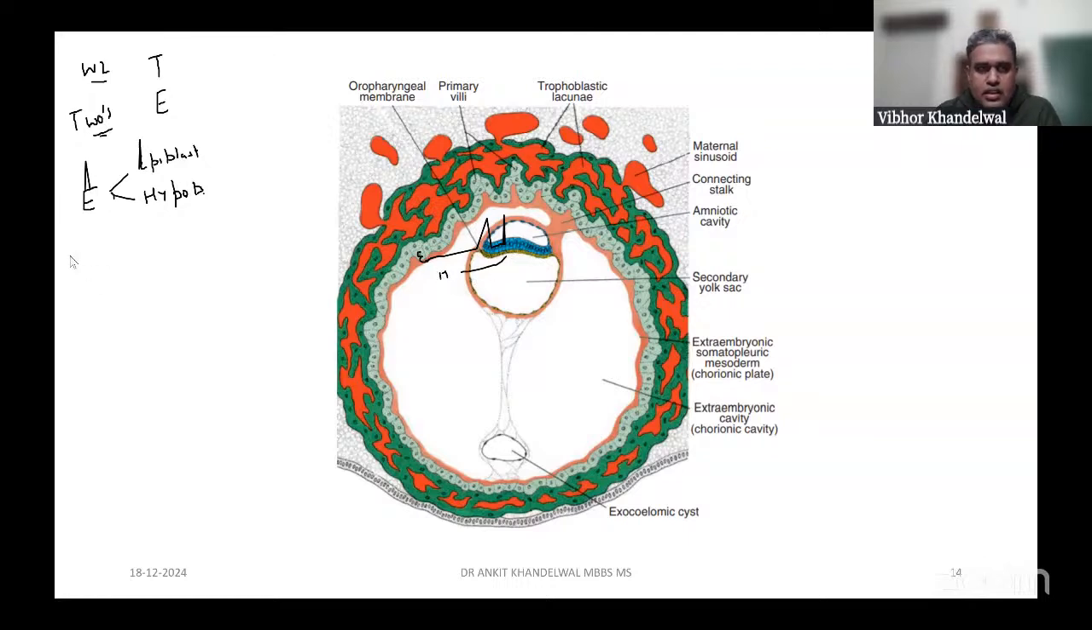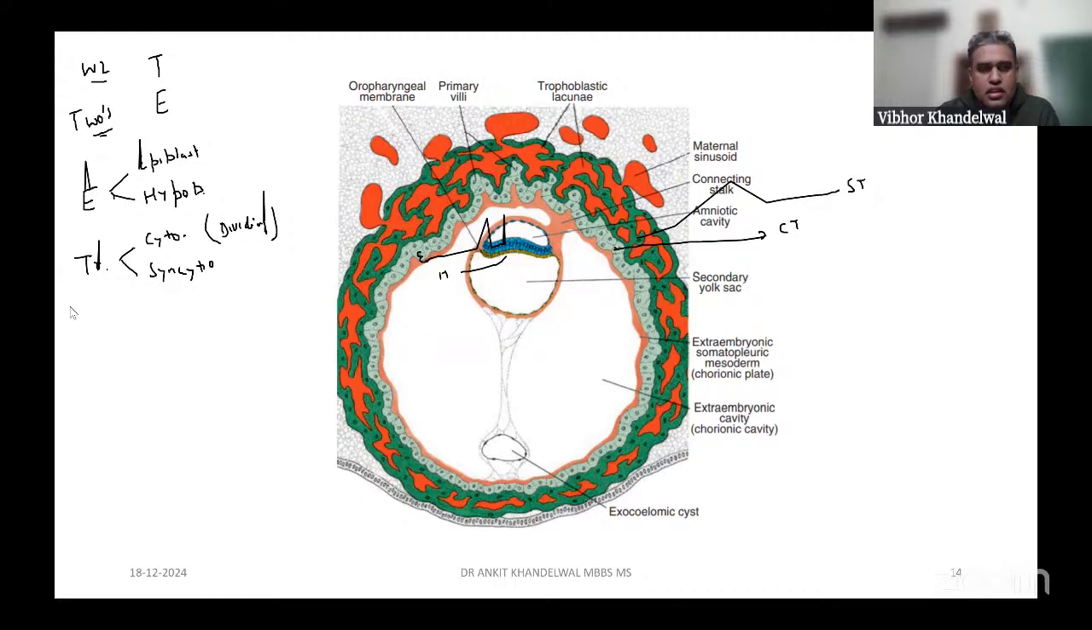Clear? Then the trophoblast also divides into cytotrophoblast and syncytial trophoblast. Of them, the cytotrophoblast is the dividing cell, and it divides into syncytial trophoblast. In this image, we can make out the cyto and syncytial trophoblast with the green color, not exactly labeled, but understand this. The light green color will be the cytotrophoblast, and this darker green will be the syncytial trophoblast.